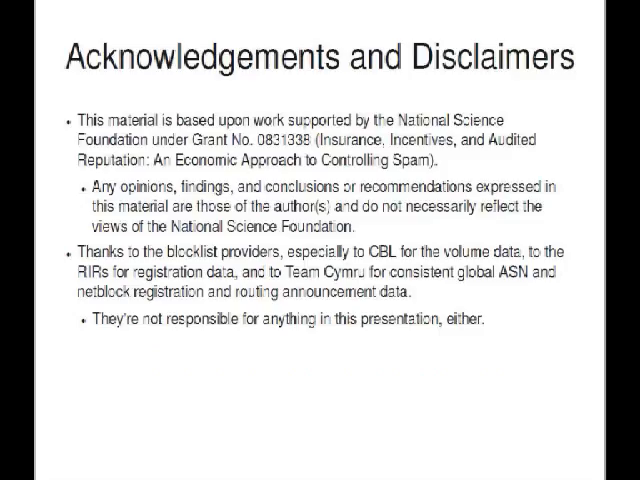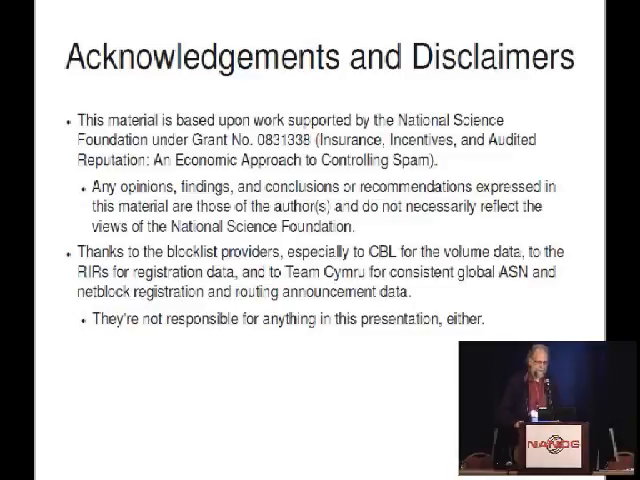The boilerplate NSF acknowledgement here, and once again, particularly thanks to CBL for the volume data and the Botnet data, to the RIRs for registration data, and especially Team Cymru. I mean, it's just really impressive what those guys do in merging all the RIR and routing data. Makes it a lot easier. None of them are, of course, responsible for anything in this presentation. That's it. Questions?